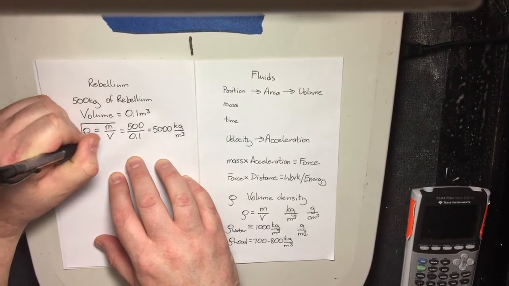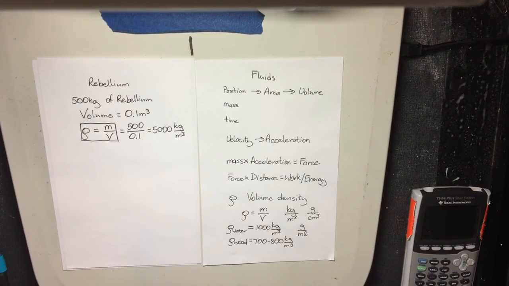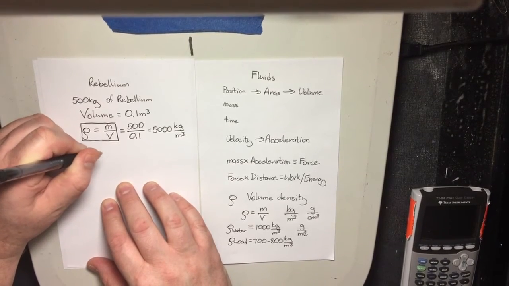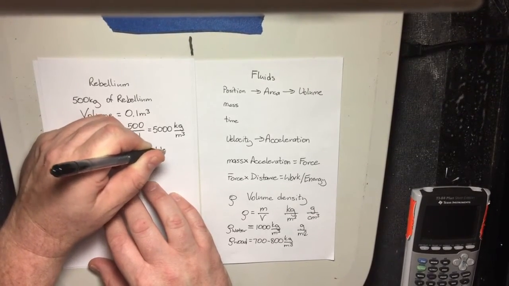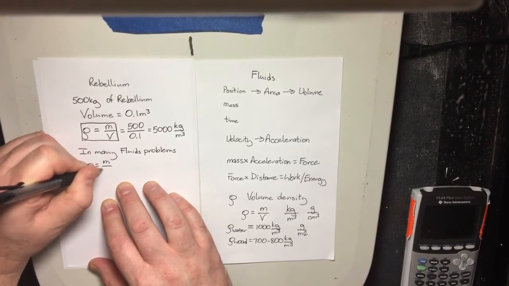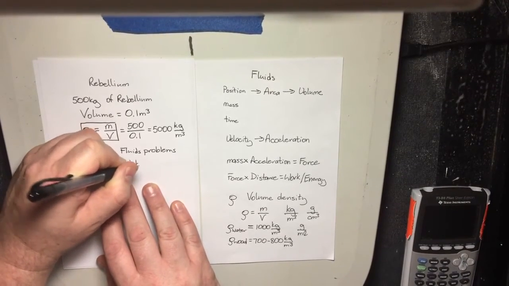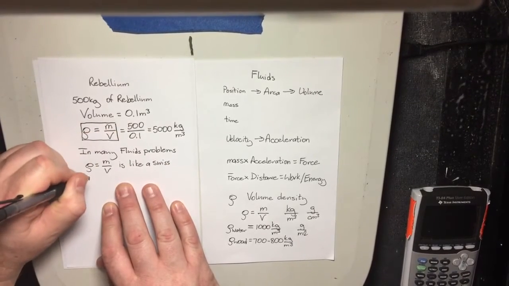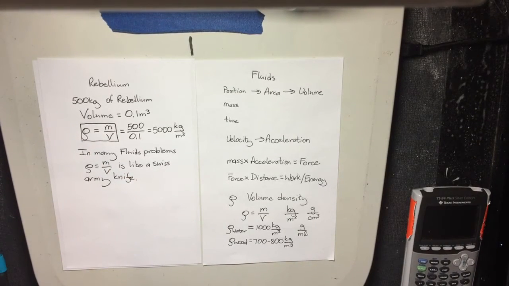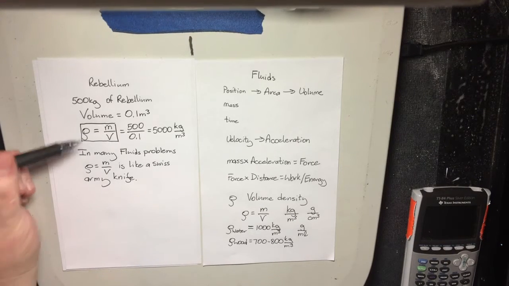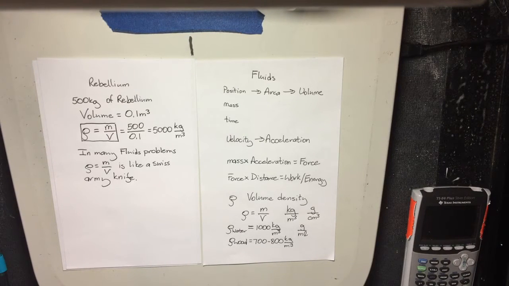This equation right here, become very familiar with it and be very capable of solving for mass and solving for volume. And why is that? Because in many fluids problems, rho equaling mass over volume is like a Swiss Army knife. A very capable tool that when you have an unknown that's either density, mass, or volume, so many times the solution is to take this equation and substitute out whatever you don't like or whatever is unknown.